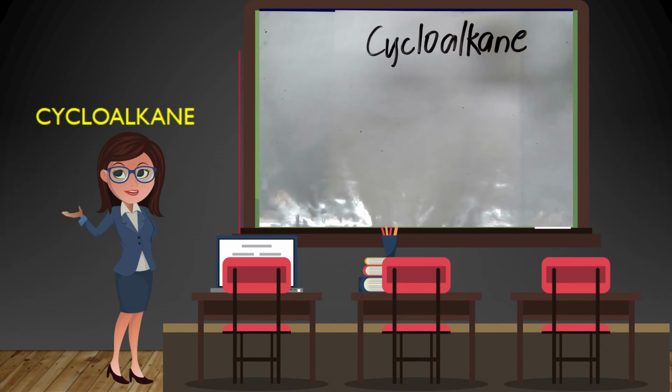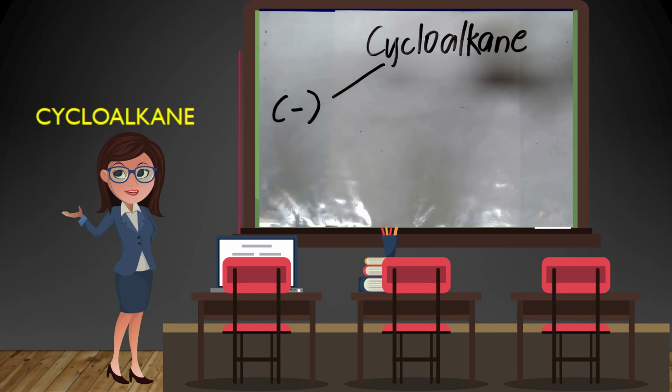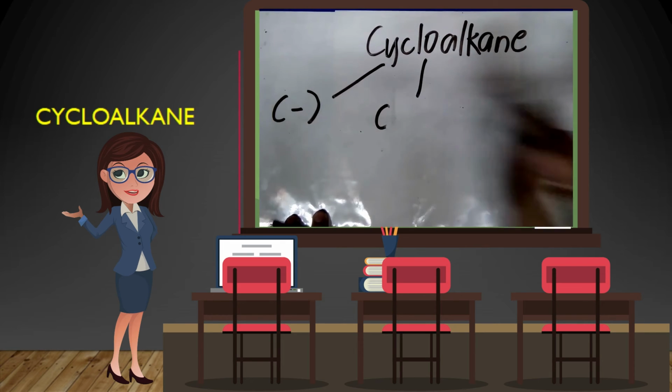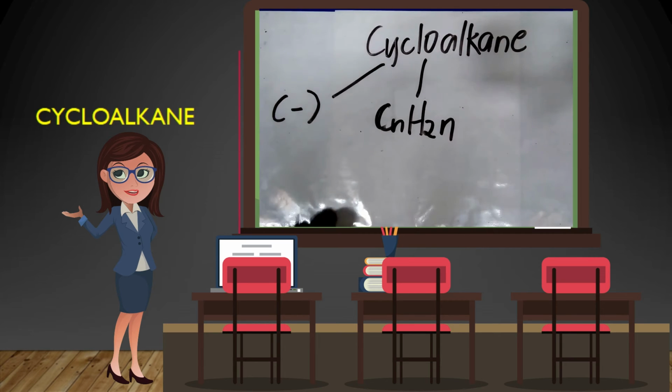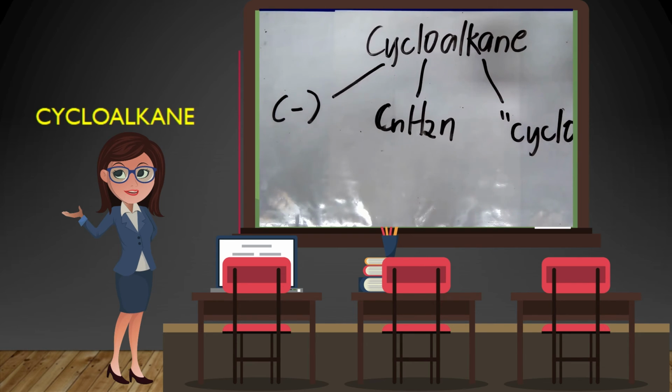So, let us now discuss cycloalkane. Cycloalkanes are cycloaliphatic hydrocarbons in which the carbon atoms are connected by single bond. So, single bond lang siya with a general formula of CnH2n, and to name a cycloalkane, we will be using the prefix cyclo to the name of the alkane having the same number of carbon atoms as the ring. So let us have an example.